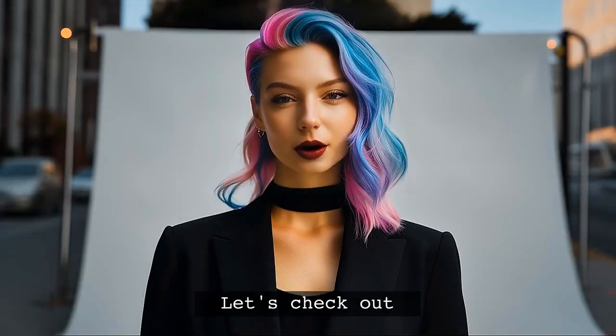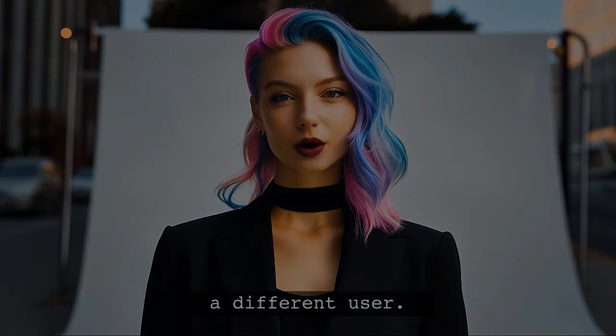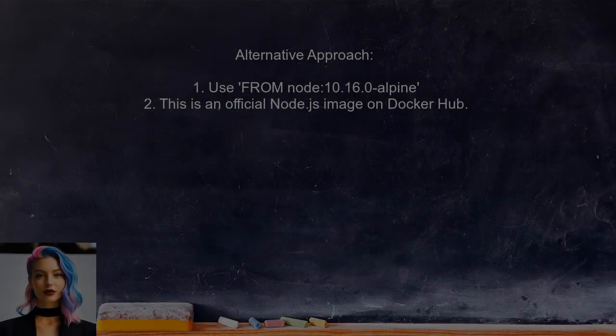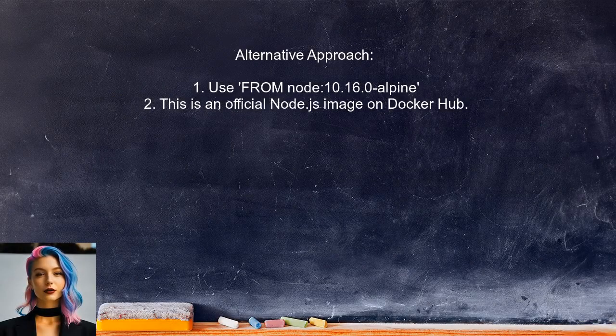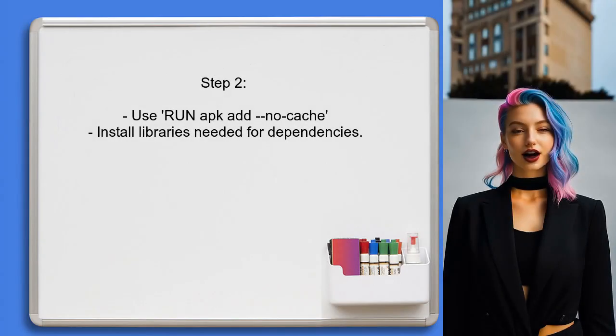Let's check out another perspective from a different user. An alternative approach to using Docker with Node.js and Node-gyp dependencies involves building your Docker image from an official Node.js Alpine image. This user suggests starting with FROM node:10.16.0-alpine. Next, include a command to install necessary libraries using RUN apk add --no-cache.